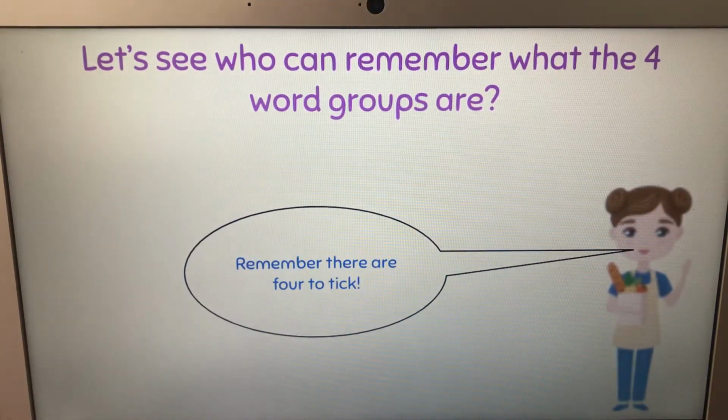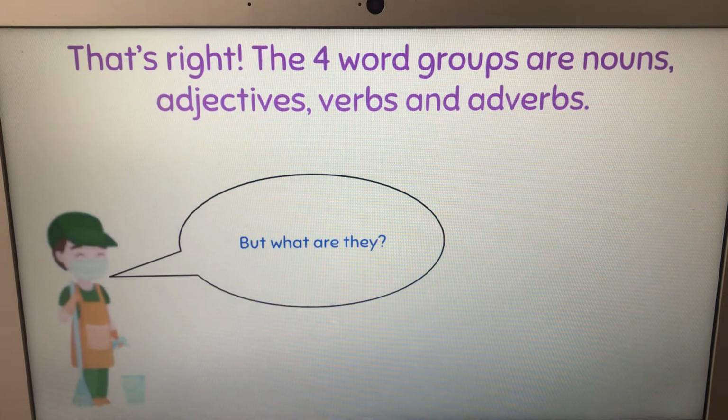Just before half term, we've been doing lots of recapping on the 4 word groups. Can you remember what the 4 word groups are? Remember, there are 4 to tick from the list. Well done to those of you who got the 4 word groups correct. They are, of course, nouns, adjectives, verbs, and adverbs. But can you remember what they are?